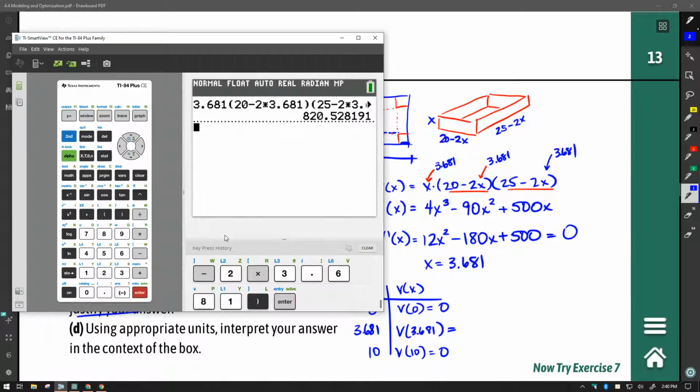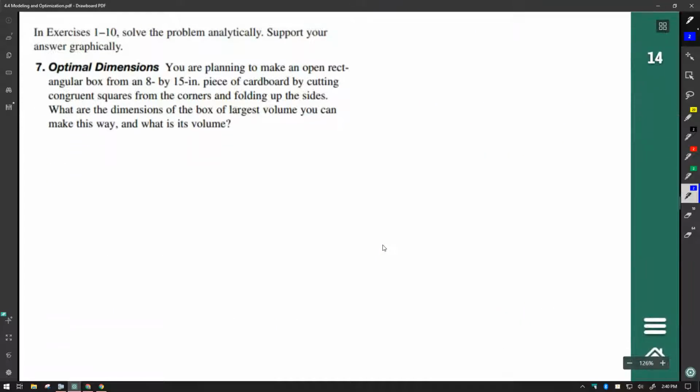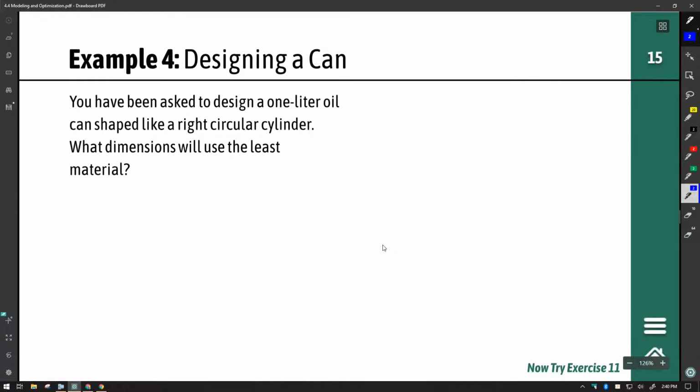We get a volume of 820.528. Now, we want to use appropriate units and interpret our answer in context. So what have we done here? We found a volume. So this is 820 cubic inches. So there's that volume.